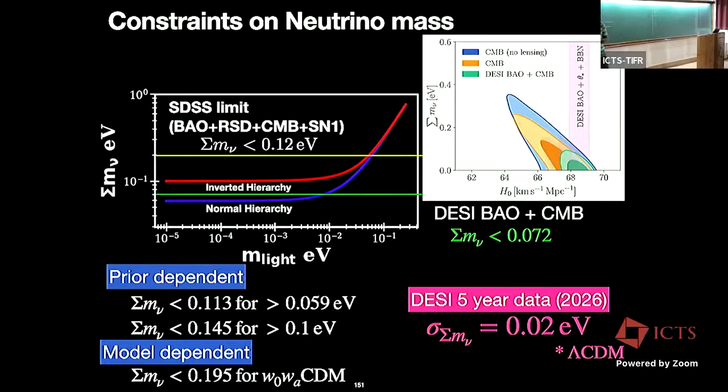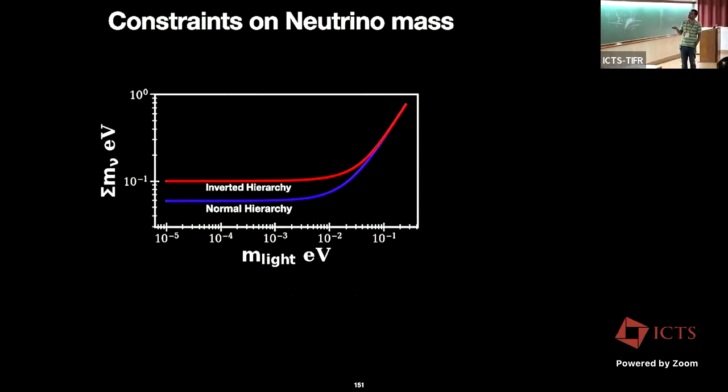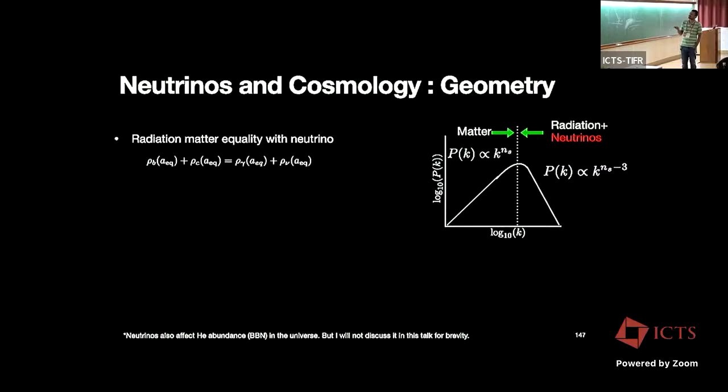Sorry? How are we varying the fraction of energy density? Yeah, so what you vary is essentially the sum of neutrino mass. The sum of neutrino mass will give you the fraction of energy density. So it's directly related. That's one of the equations I showed you.